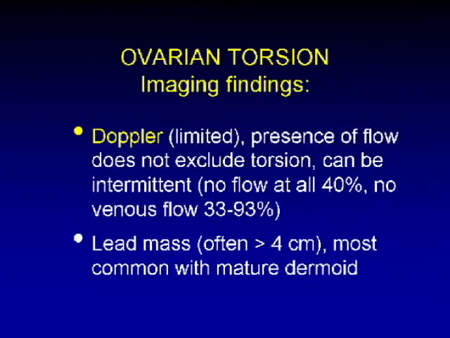Now, Doppler is very important, but it is limited, because if you do see flow within this abnormally enlarged ovary, it doesn't mean that it excludes the torsion, because the torsion can also be intermittent. And if you do have a leading mass, it's oftentimes greater than 4 centimeters, and dermoids are quite common leading masses.